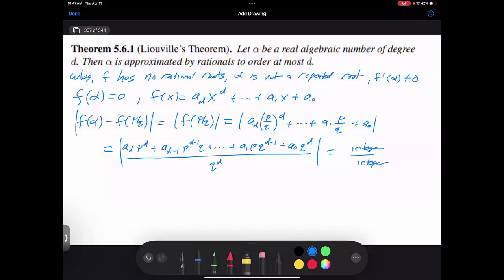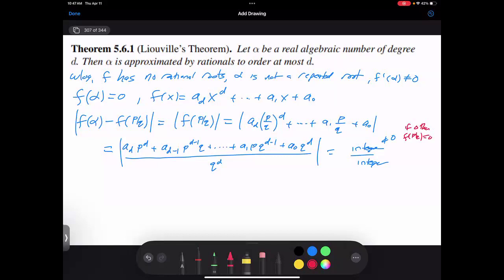It's not 0. Why is it not 0? So what would happen if the numerator was 0? Then p over q would be a root. Then f of p over q equals 0, and we're assuming that f has no rational roots. So we've already removed the rational roots, so we know that the numerator is not 0.